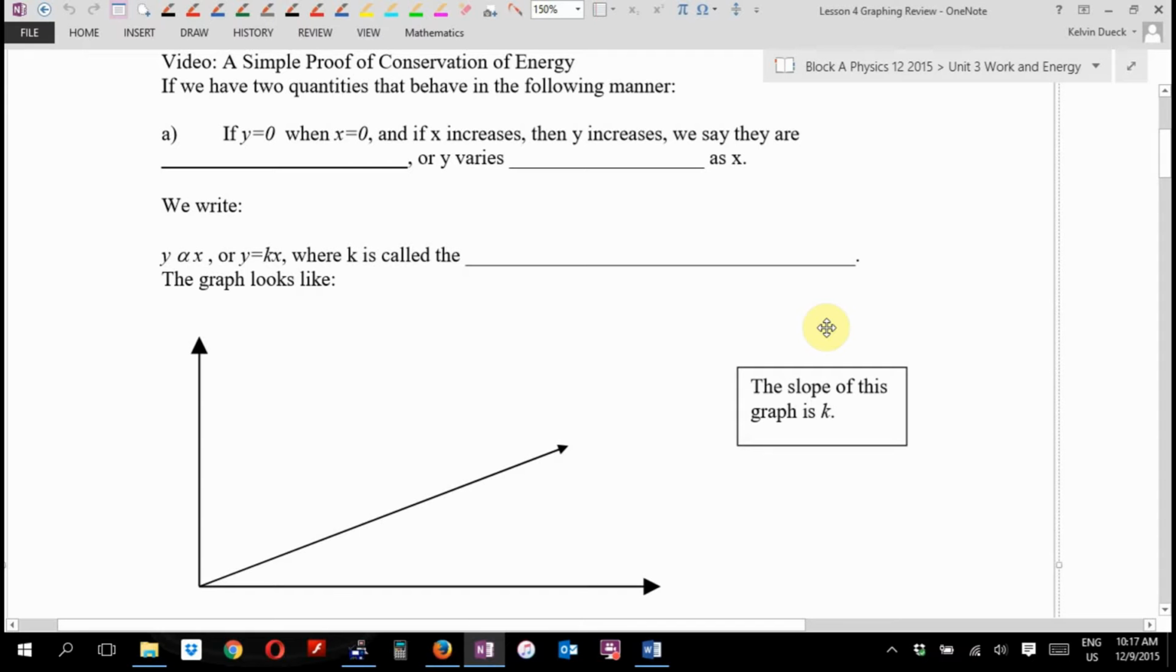If we have two quantities that behave in the following manner, if when y is 0, x is 0, if it goes through 0, 0, the origin, and if x gets bigger, y gets bigger, we say they are directly proportional. Or we say y varies directly as x.